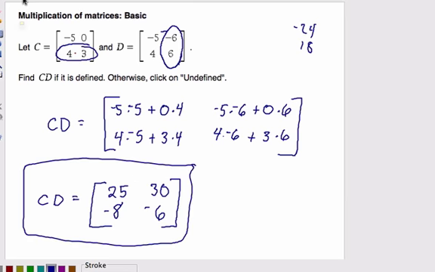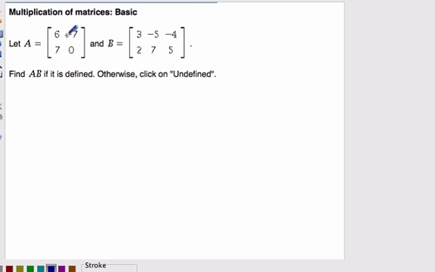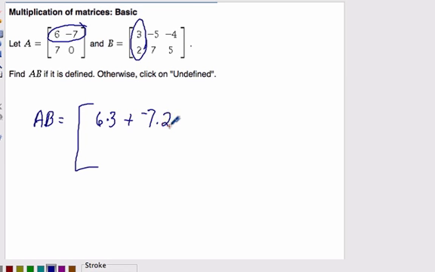So let's look at another example. Okay, so we're going to repeat this process. So row 1 with column 1. See how they still have 2 entries on each, so we know we can multiply these together. Okay, so first entries, 6 times 3, multiply those together, add them to the second entries, -7 times 2. Okay, I'm going to need to write a little smaller because I'm going to have a few more values to do this time. So that's 18 plus a -14, so that's a 4.